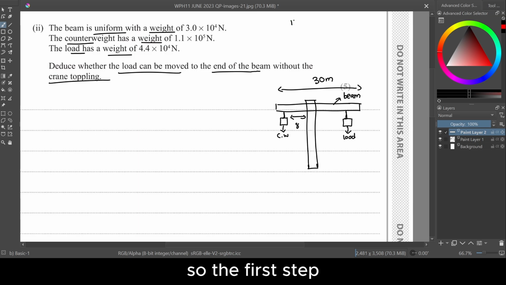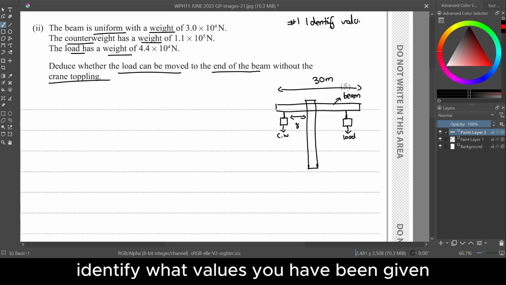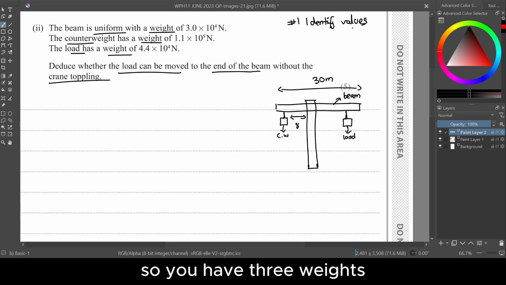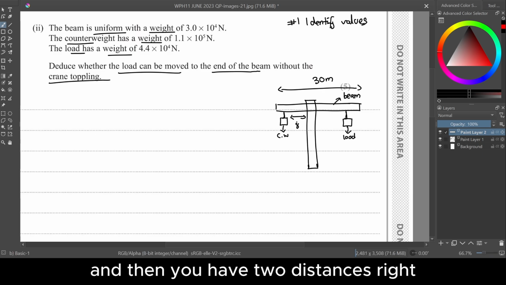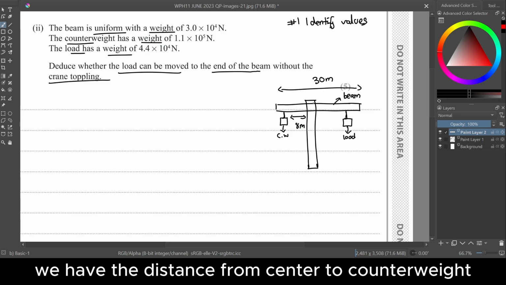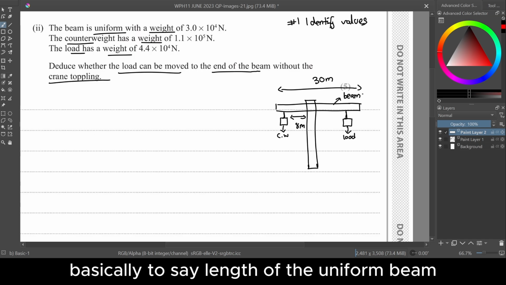So the first step, identify what values you have been given. I always say that. Identify what values you have been given. So you have three weights: the uniform beam's weight, the counterweight, and the load weight. And then you have two distances: the distance from center to counterweight and the whole length of the uniform beam.